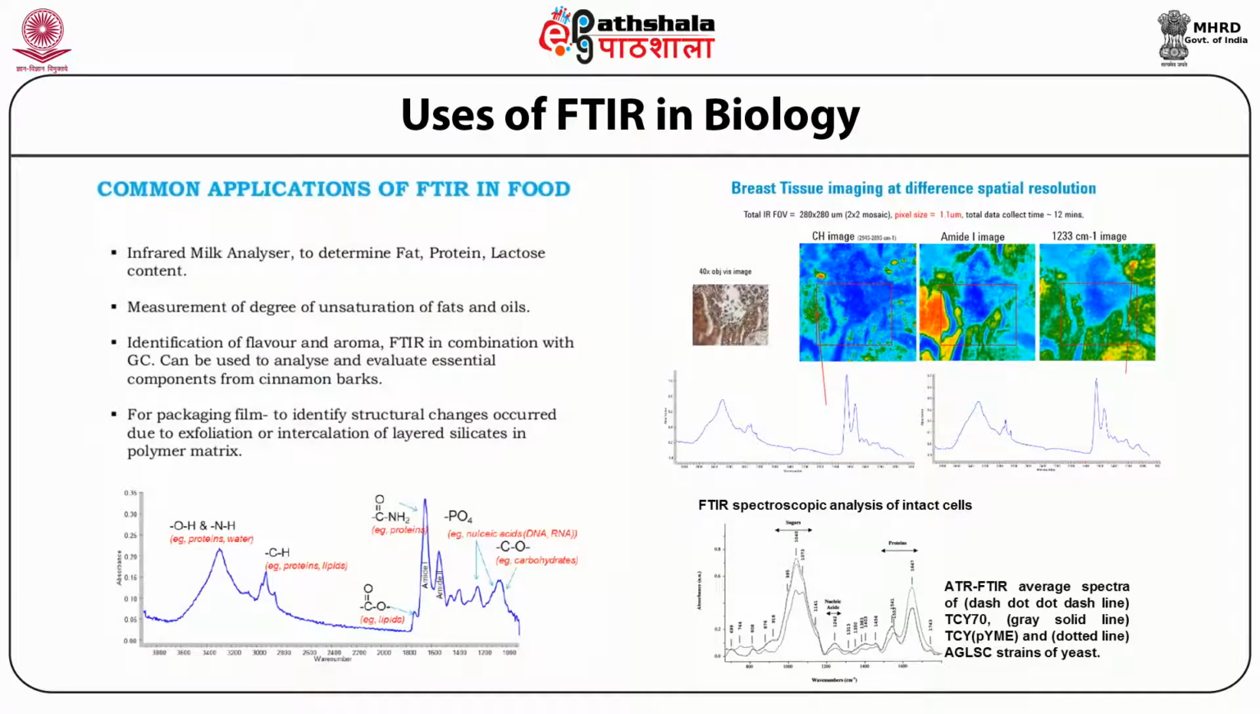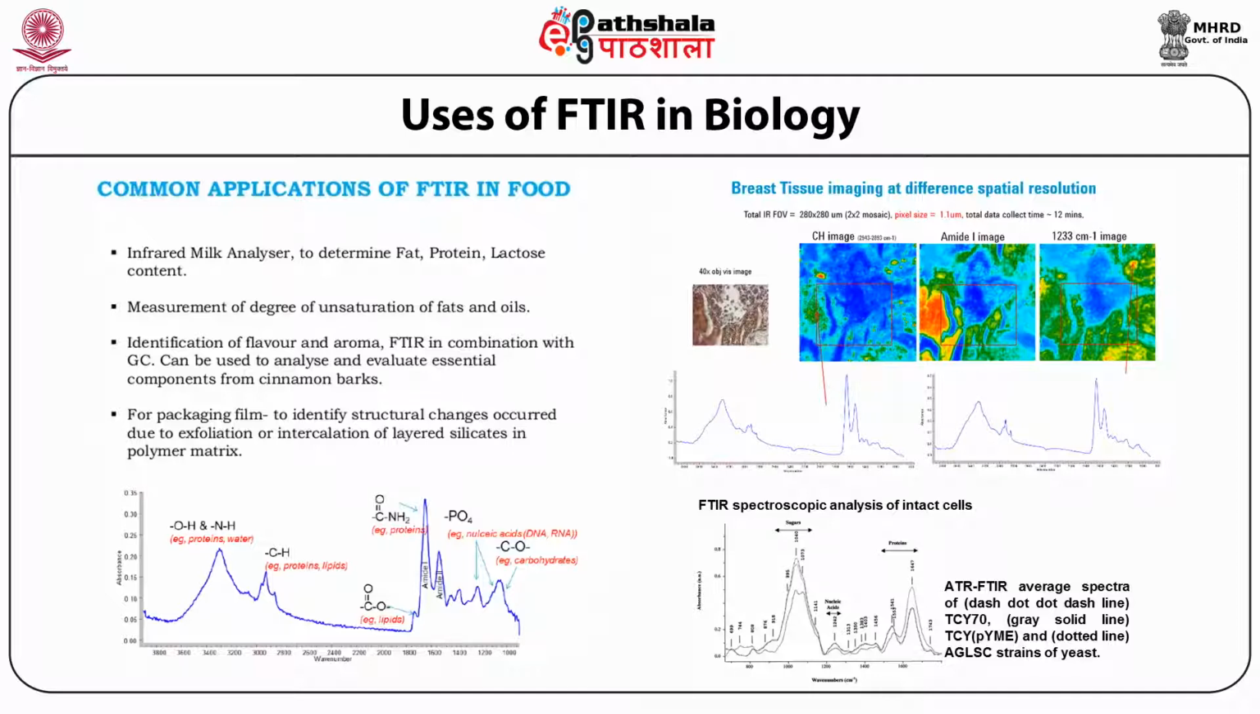We discuss the use of FTIR in biology. Apart from its use in chemistry, physics and material science, FTIR is widely used in biology as well. It is widely used for tissue imaging at different spatial resolutions. FTIR is also coupled with different types of microscopes to do microscopic analysis. Here you can see the infrared milk analyzer to determine the fat, protein and lactose content in milk, measurement of degree of unsaturation of fats and oils, and identification of flavor and aroma.